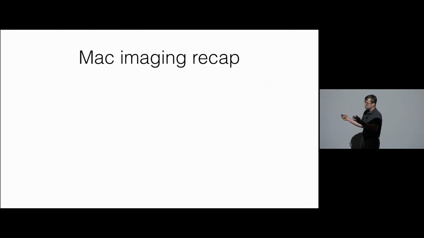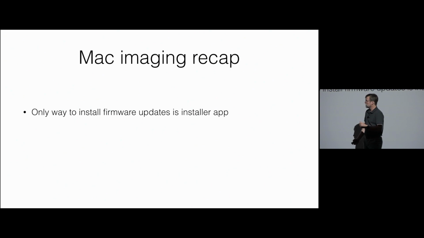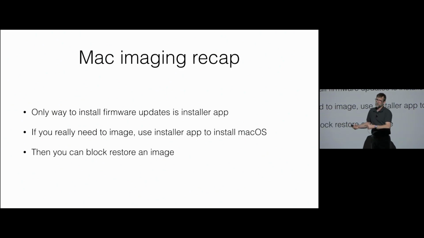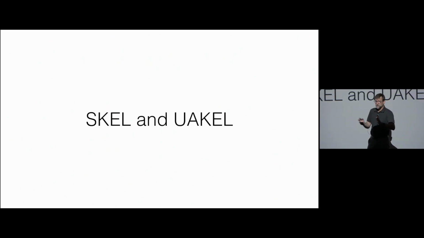So just a quick imaging recap. The only way to install firmware updates is through the installer app. The only supported way to install firmware updates is the installer app. If you really need to image, use the installer app to install macOS, get it up to the latest version of macOS, and then you can block restore an image. But again, only if it's the same model. So is imaging dead?